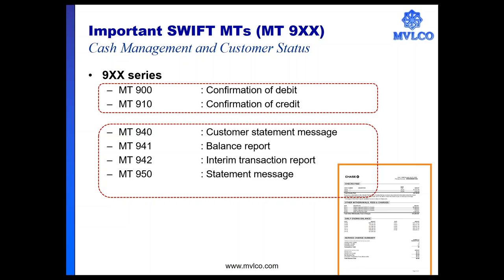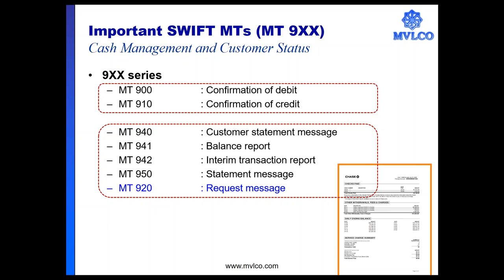Then the last one is the request from the customer. A customer who wants to receive from his bank either a 940 statement, a 941 balance report, a 942 interim transaction report, or the 950 statement message, would send an MT920 request to his bank, asking the bank to provide any one of these 940, 41, 42, or 50. So MT920 originates from the customer to the bank, where the customer would ask the bank to provide him with a statement. The bank would respond with a 940, 41, 42, or 50.